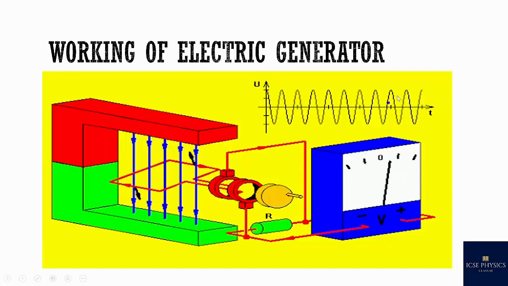Why alternating? Because it varies. One time it is positive and one time it's negative. Again positive and negative. So it's alternating in nature. So this electric generator is used inside the windmill to generate electricity.